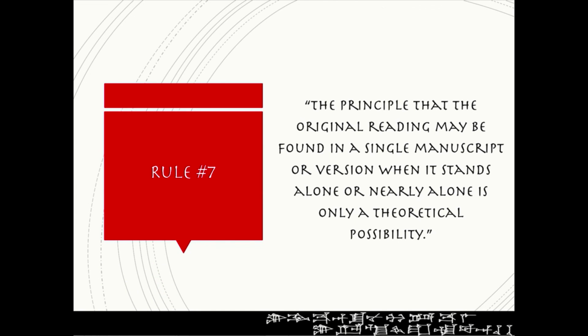Rule 7: The principle that the original reading may be found in a single manuscript or version when it stands alone or nearly alone is only a theoretical possibility. So Rule 7 is describing this idea that when you have something in a single manuscript or a version, you need to challenge that idea and say, why is it only here?